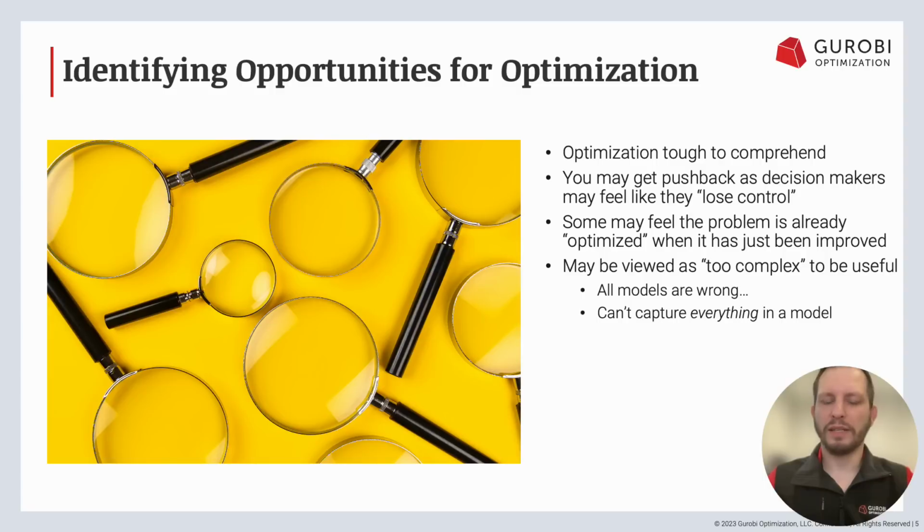Optimization may be viewed as too complex to be useful. That whole concept of all models are wrong, but some are useful. That is true. And mathematical optimization models certainly do not capture everything, but this can definitely be very useful, and the complexity is a benefit for mathematical optimization. That's its wheelhouse, particularly when you have a solver like Gurobi in hand.